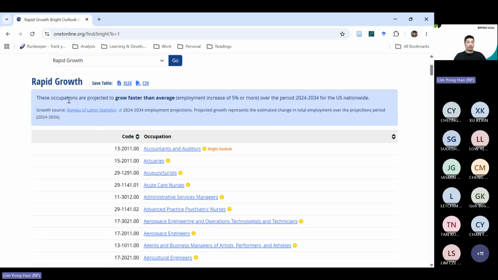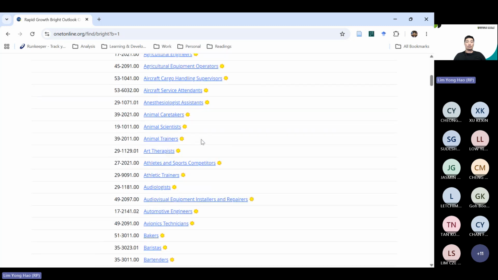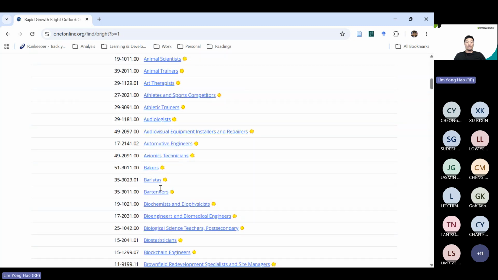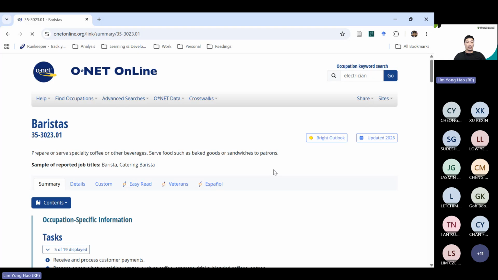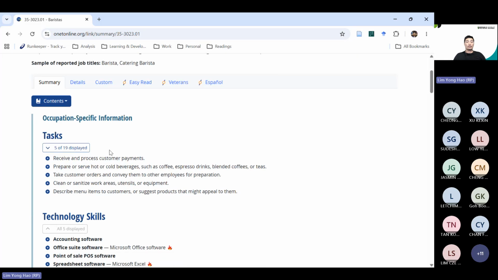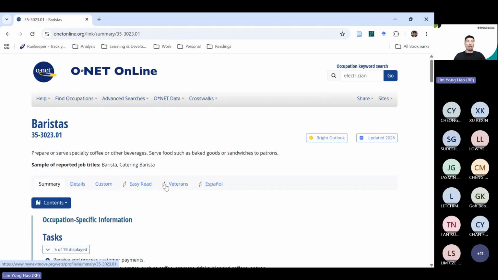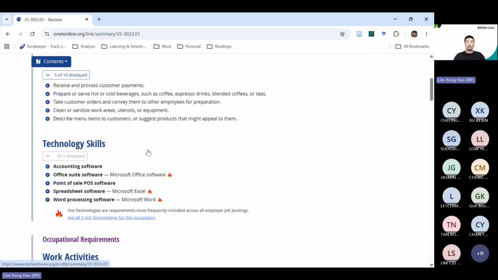Okay, so you have some definition. Occupations are projected to grow faster than average, with an employment increase of 4% or more over the period of 10 years. So they have some projection, and you can see they allow you to look at some of this information. Barista, interesting. So they have all this, and we have seen this before. Today they are really organizing it in a certain way, called Bright Outlook. So these are resources that allow you to look at this.